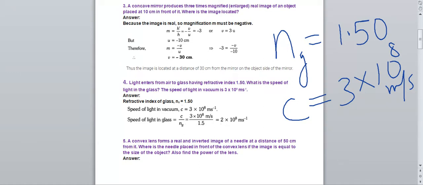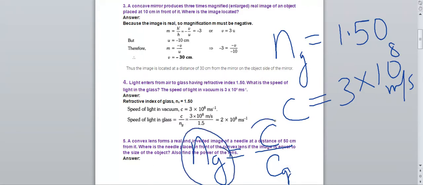Means we have to find the speed of light in glass. One formula we have read is that the refractive index of the medium is equal to the speed of light in vacuum divided by the speed of light in the given medium. So over there we have to find the speed of light in glass. This value we know, so we can calculate it using the formula.